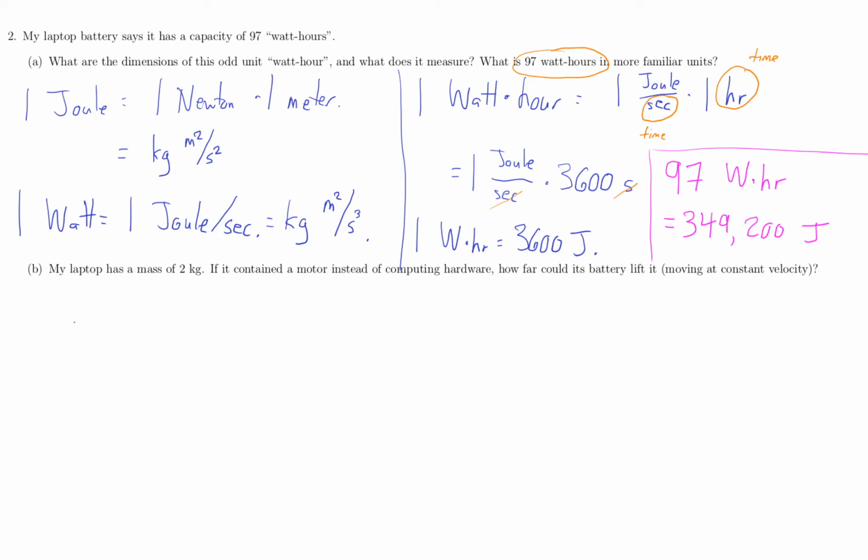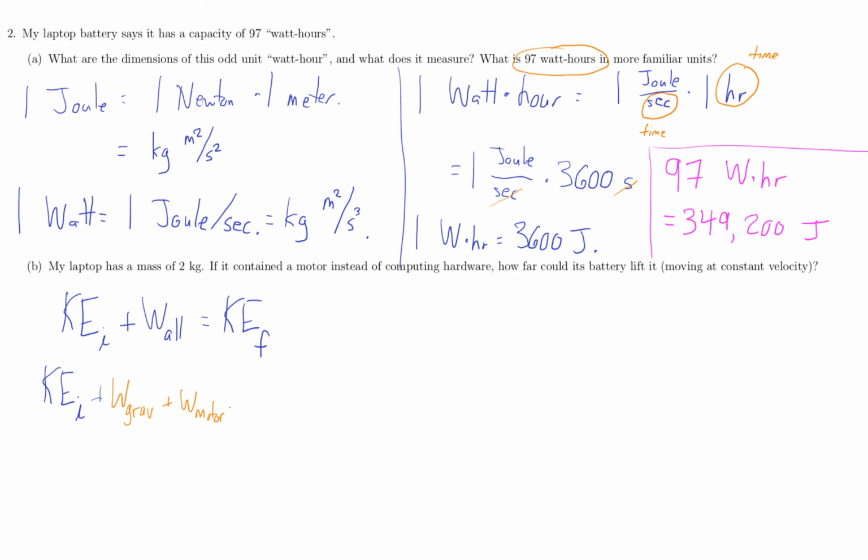So here I'm going to use the work energy theorem. So the work energy theorem again says that the initial kinetic energy plus the work done by all forces equals the final kinetic energy. The forces here are gravity and whatever the motor is doing. So this becomes the initial kinetic energy plus the work done by gravity plus the work done by the motor equals the final kinetic energy.